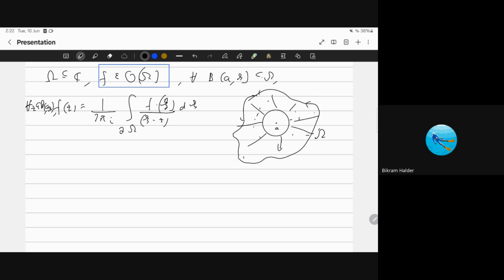And there is a more general version of this where we have the nth derivative, which is n factorial over 2 pi i times the integral of f(xi) over (xi minus z) to the power n plus 1, d xi, right?